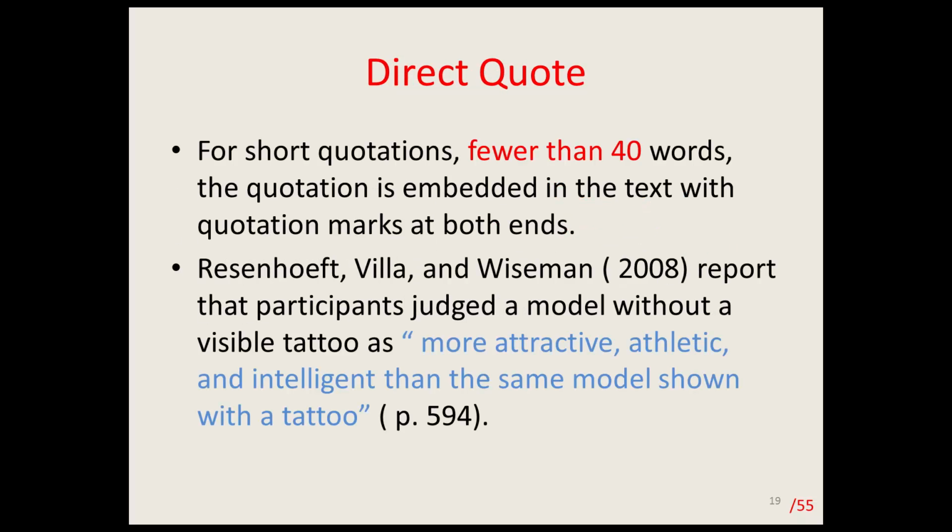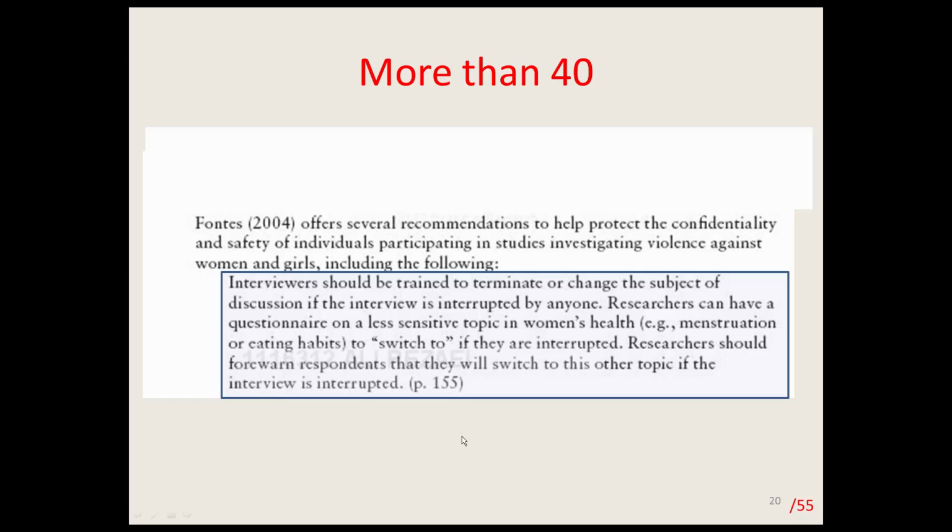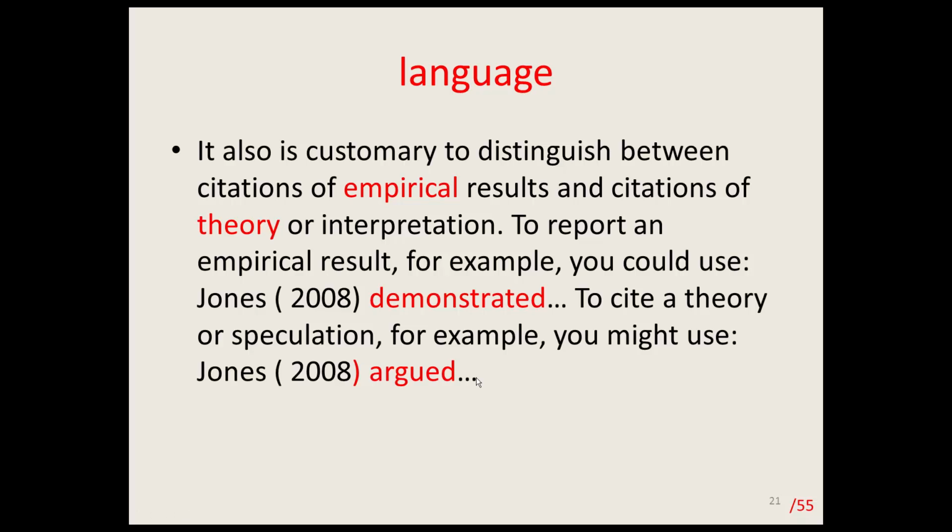If your direct quote is fewer than 40 words, you put it in quotation marks, and then at the end you put the page number. However, if your quotation is more than 40 words, you don't put it in quotation marks, and you actually put it in a separate paragraph, as you see in this picture, and you indent it about half an inch, and you put the page number at the end of the paragraph. The language that you use in your report is important. For example, depending on whether your research is empirical, use different language.